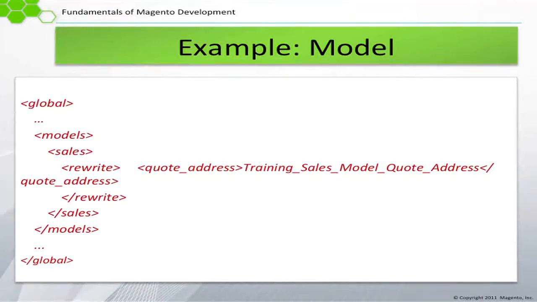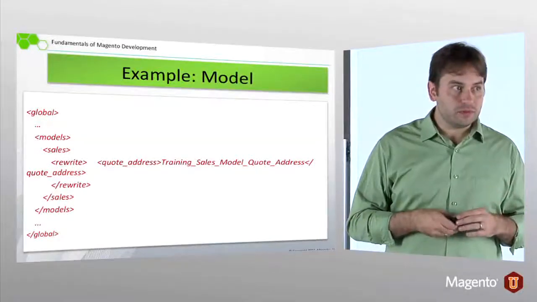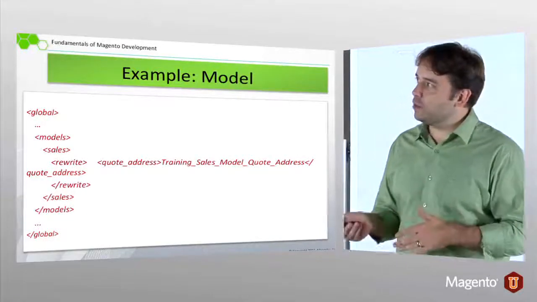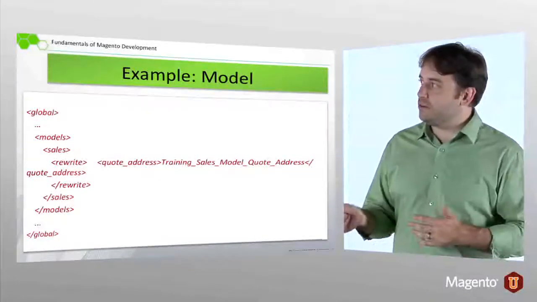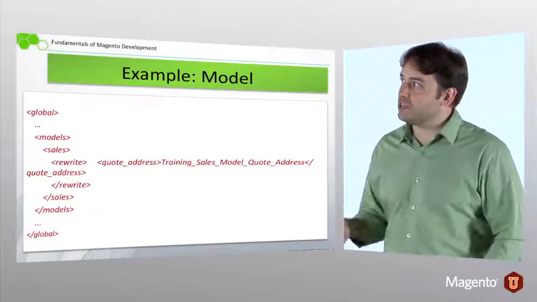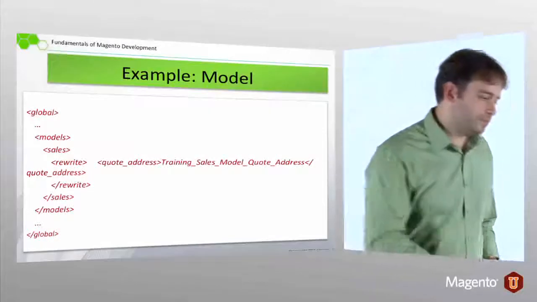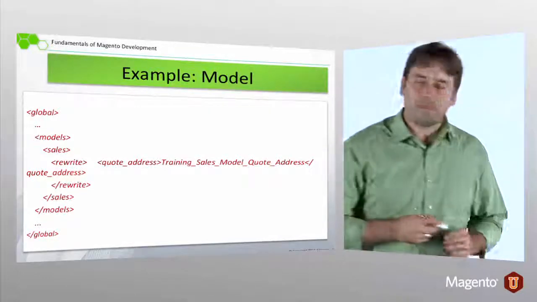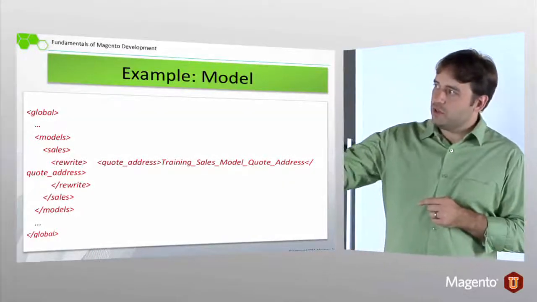So we've been talking about configuration. We've looked at how to set up our own module. And here, we're going to look at how we can, in our own module's configuration file, change something else in the system. In this case, we're going to change sales quote address. So I'd like to take a moment and point something out. So if you see over here, sales quote address.